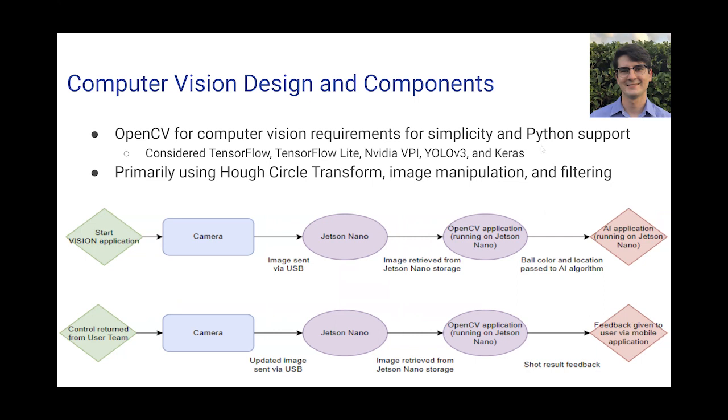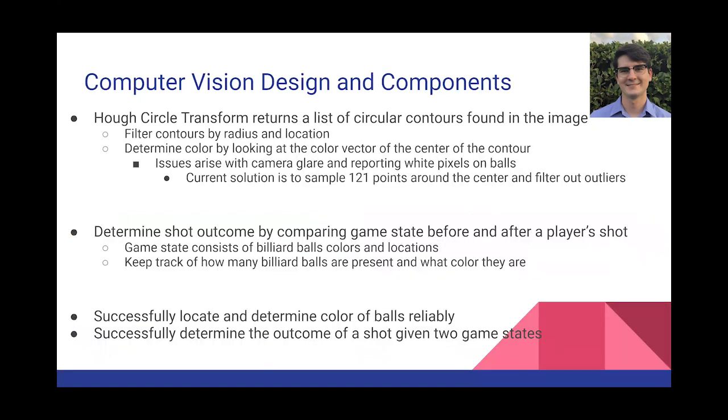The actual algorithm to do this was primarily a Hough circle transform using some image manipulation and filtering. We considered quite a few computer vision platforms and ended up going with OpenCV because it's lightweight, it's simple, and it's supported in Python. Some of the issues that came up were trying to deal with camera glare, portraying different colors of pixels on the balls. The current solution is to sample 121 points around the ball rather than just one. And we can filter out some outliers, and this makes the algorithm quite a bit more robust.